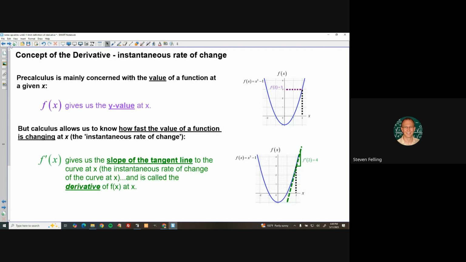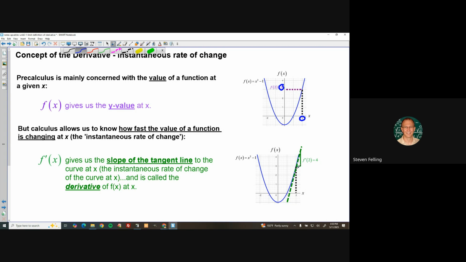So precalculus is mainly concerned with the y value of a function at a given x. But calculus allows us to know how fast the y value of the function is changing at the x, which we call the instantaneous rate of change. So these are two different things. If I have a particular x value like 2, and I plug it into the function and I get 3, then that just tells me that y is 3 when x is 2. But it doesn't give me any information about how quickly that y is changing.